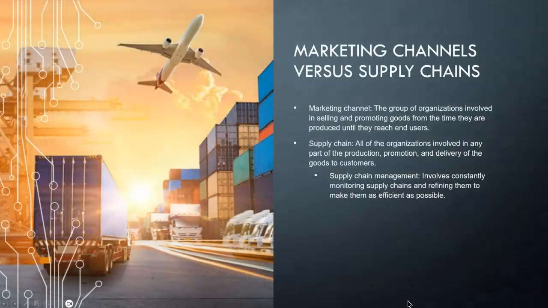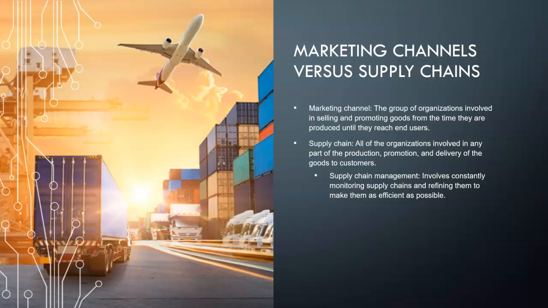Marketing channels versus supply channels. This is an important slide, and make sure you remember it for any quizzes that may come up. A marketing channel is the group of organizations involved in selling and promoting goods from the time they are produced until they reach end users. Supply chain are all the organizations involved in any part of the production, promotion, and delivery of the goods to customers. Supply chain management involves constantly monitoring supply chains and refining them to make them as efficient as possible.